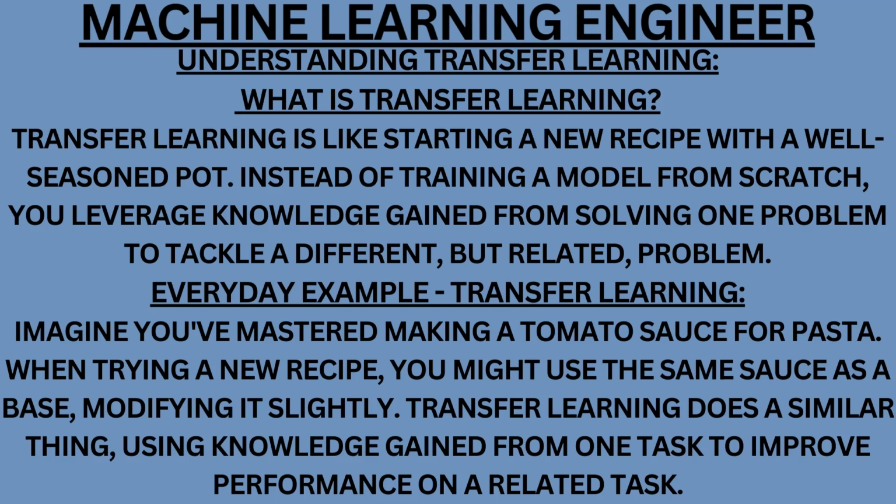Instead of training a model from scratch, you leverage knowledge gained from solving one problem to tackle a different but related problem. Everyday example, transfer learning. Imagine you have mastered making a tomato sauce for pasta. When trying a new recipe, you might use the same sauce as a base, modifying it slightly. Transfer learning does a similar thing, using knowledge gained from one task to improve performance on a related task.